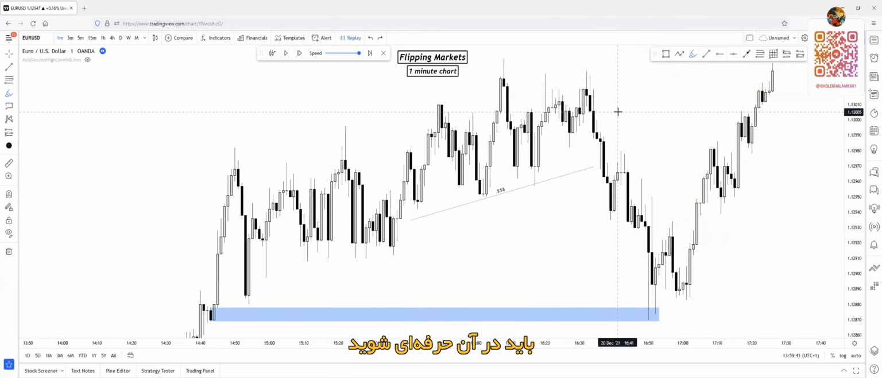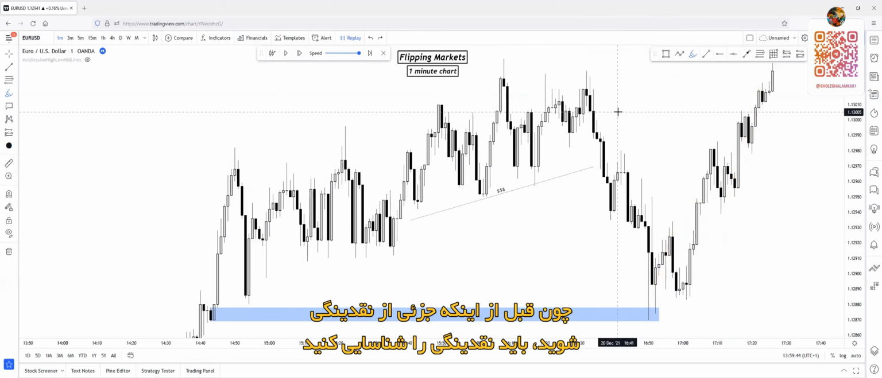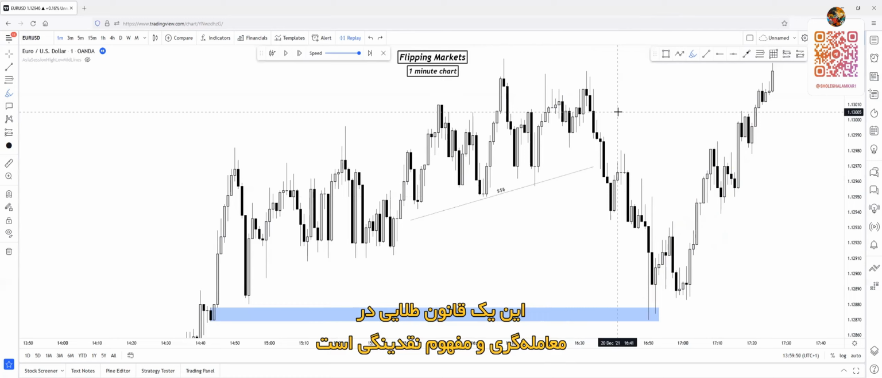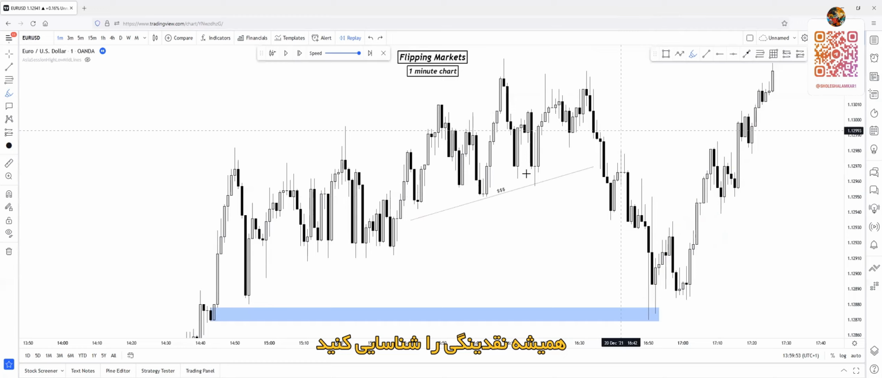You really want to master it, because you want to spot the liquidity before you become part of the liquidity. This is a really important golden rule in trading and in liquidity concepts. Always spot the liquidity. Always.